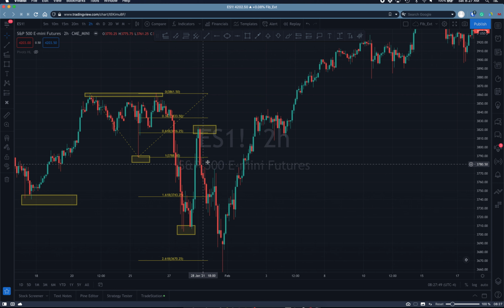With it smashing through the way it did, we really don't know what happened in between here. These are 2-hour bars. This could have been bouncing up and down off of this 1 before it went through. So I probably would have gotten out here.